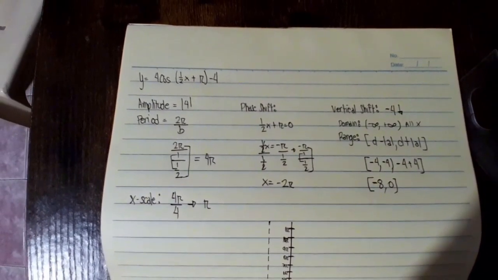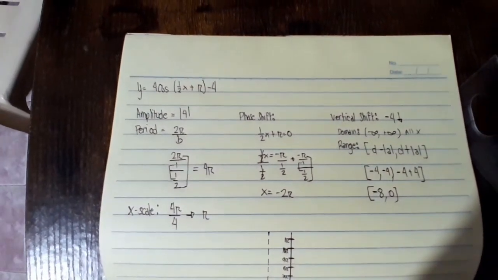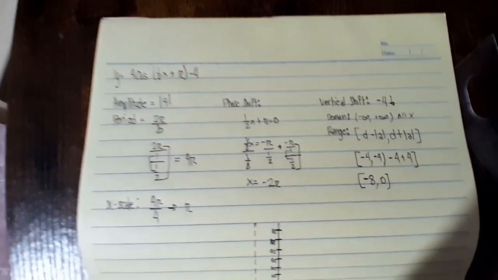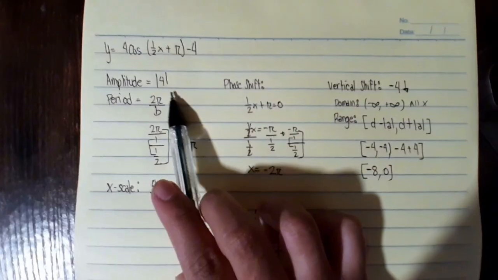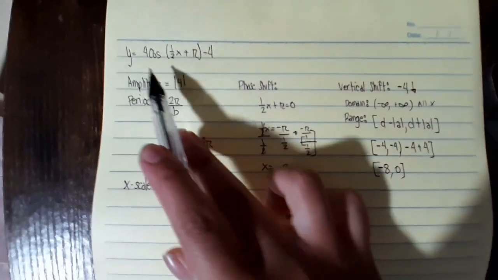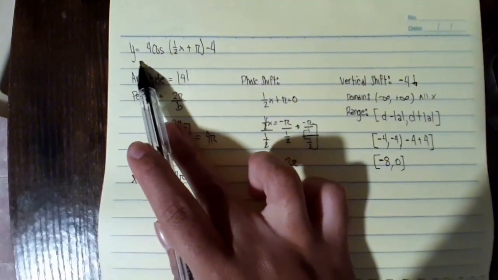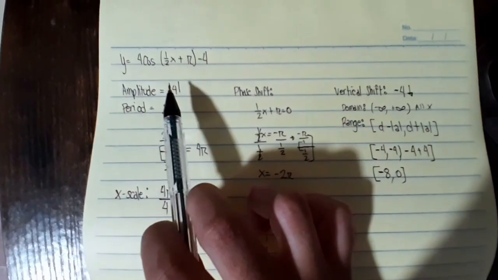So y is equals to 4 cos the quantity of 1 half x plus pi minus 4. So now, kunin natin ngayon yung amplitude. Alam naman natin, para makuha yung amplitude, kunin lang natin yun sa unahan ng cos. So, kung ang katabi ng cos is 4, yun yung amplitude natin, yun yung absolute value ng amplitude.